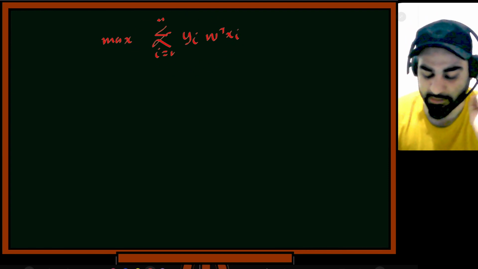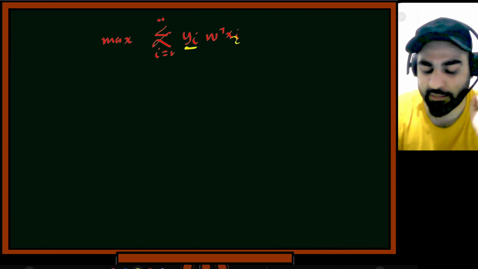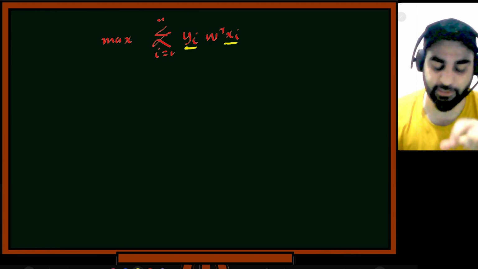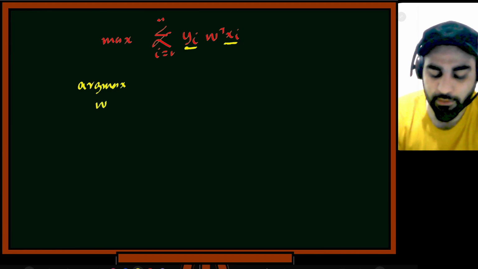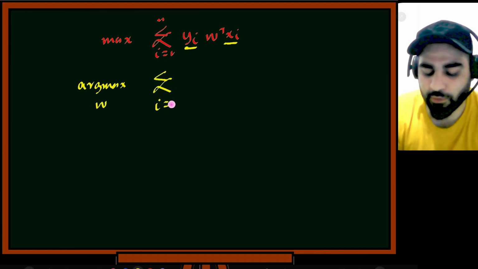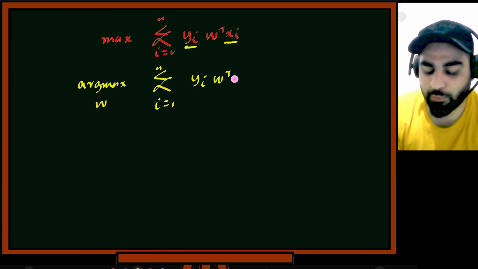So how to maximize this? I said that as this yi and this data are fixed, the label is fixed and the data is fixed, what you can write is argmax over w of the summation for i equal to 1 to n of yi w transpose xi.